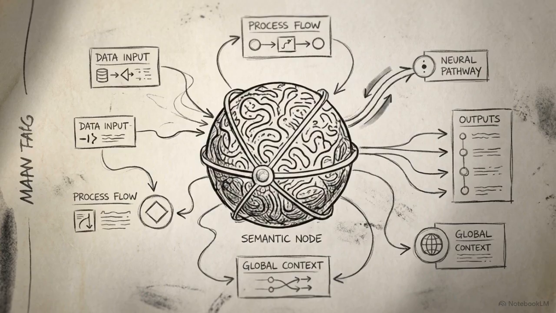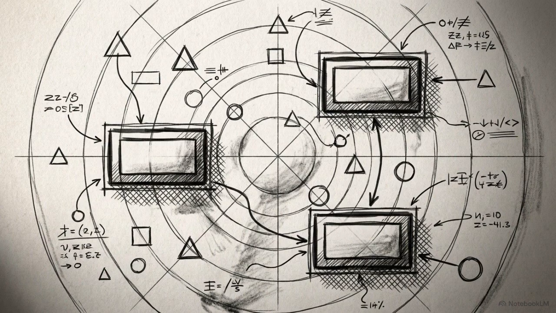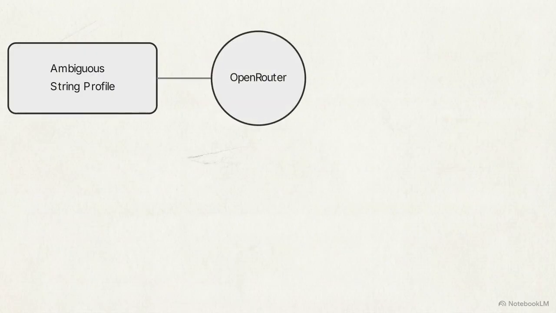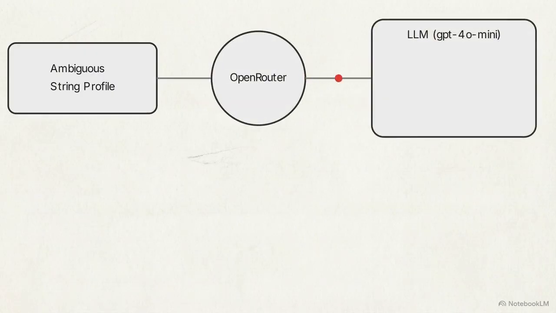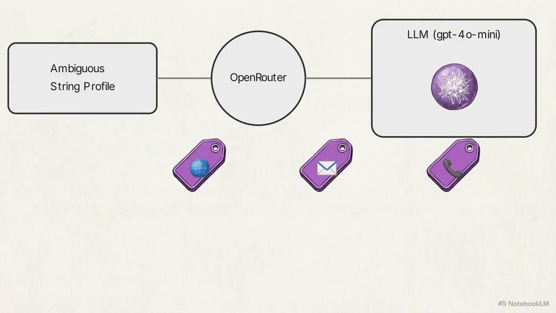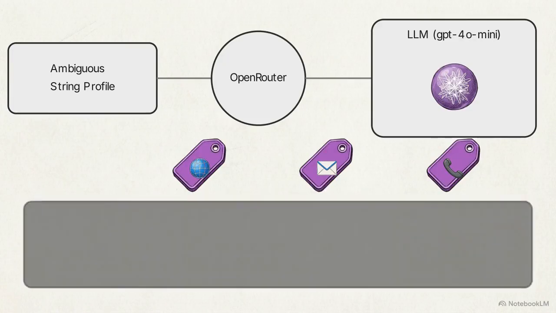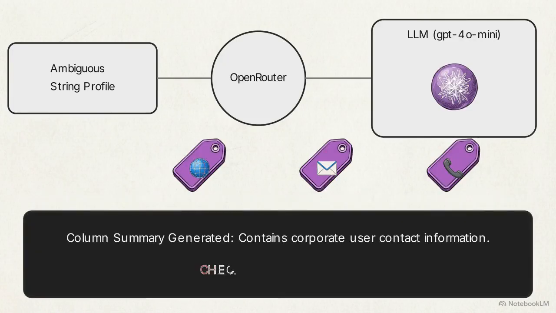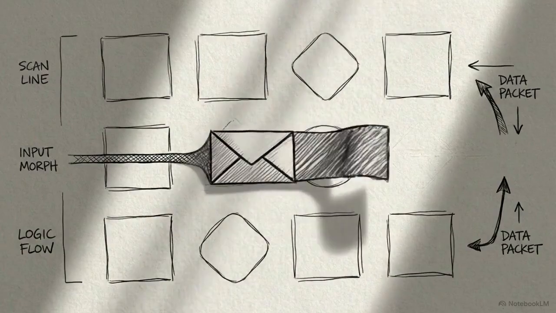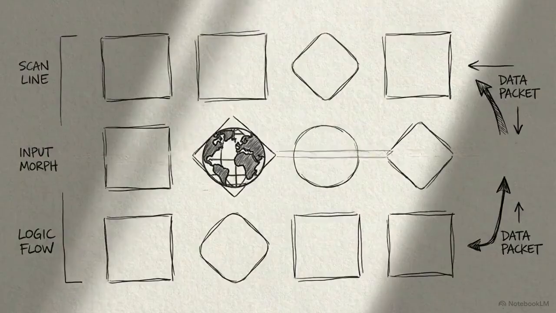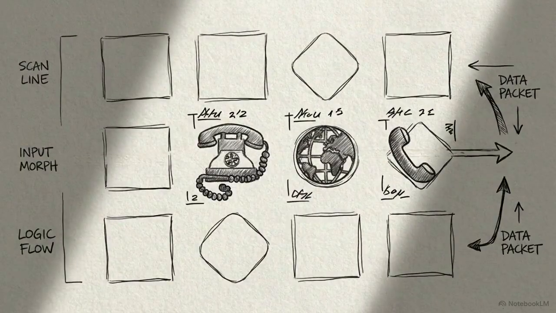To solve the string problem, the pipeline activates the semantic layer. This track triggers specifically when the deterministic profiler encounters those ambiguous string arrays. The data flow routes an ambiguous string profile through OpenRouter. This gateway sends the profile to an external LLM, GPT-4o Mini, which identifies formats like URLs, emails, or phone numbers. The LLM then processes this context to generate descriptive summaries and suggest SQL constraints. Layering a semantic API over deterministic data allows the system to accurately translate raw text into enforced business logic.